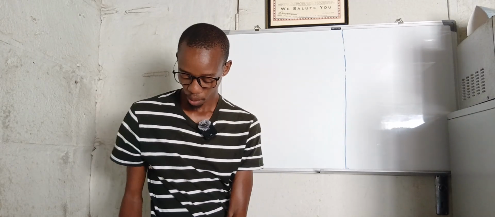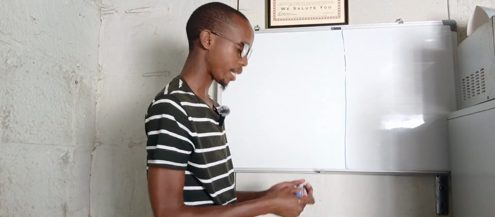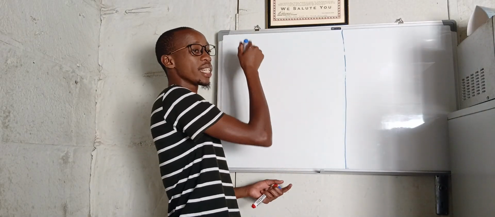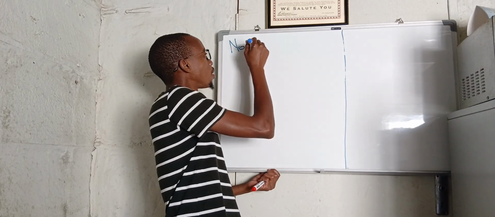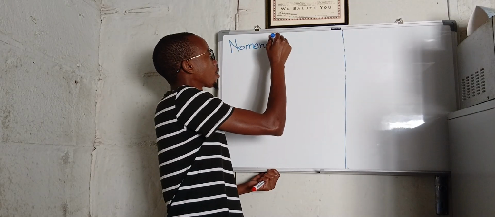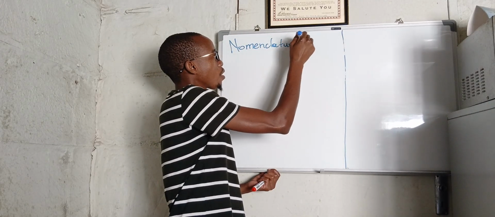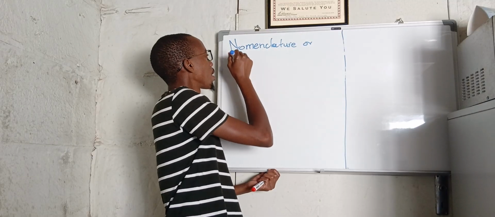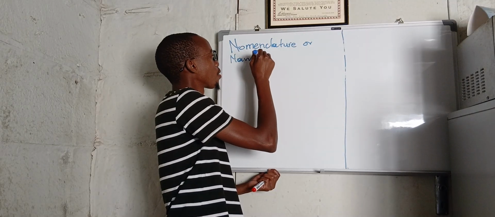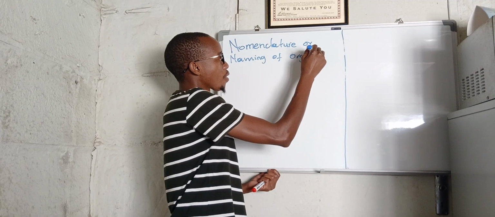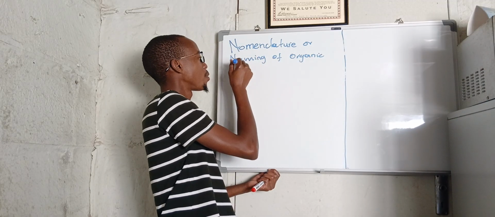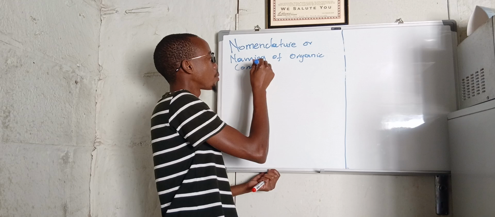What I want us to deal with today is what we call nomenclature. Nomenclature meaning naming of organic molecules or compounds. Nomenclature, or naming of organic, let me just say compounds or molecules.